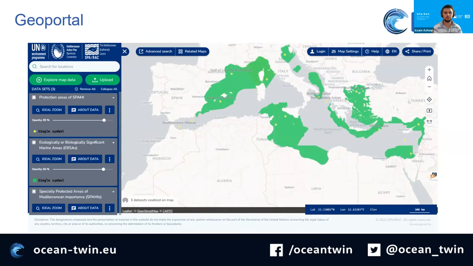As you can see here, this is a predefined map showing the location and the distribution of the marine protected areas across the Mediterranean Sea. So we have some potential OCMs, for example. We have other marine protected areas across the Mediterranean, and all of them grouped in one thematic map.